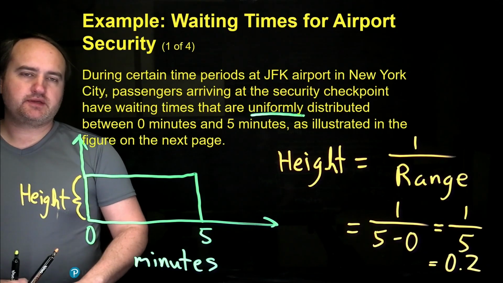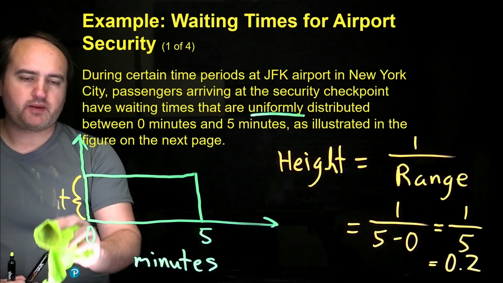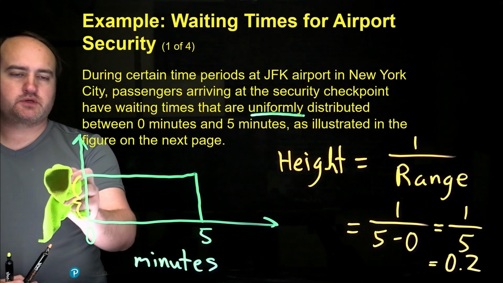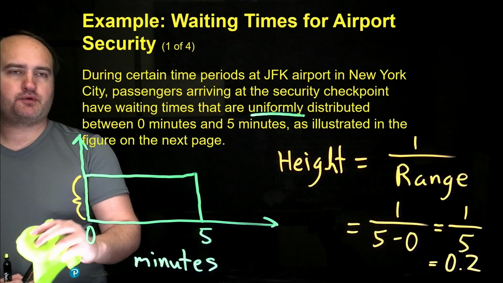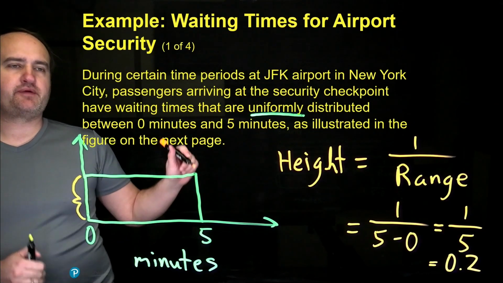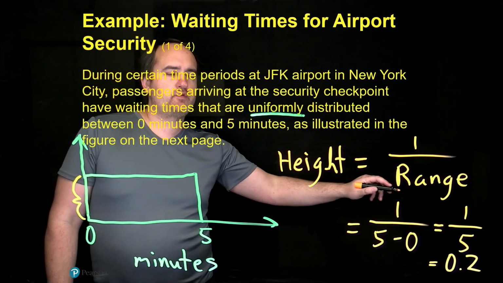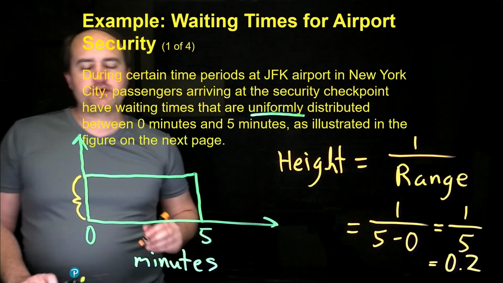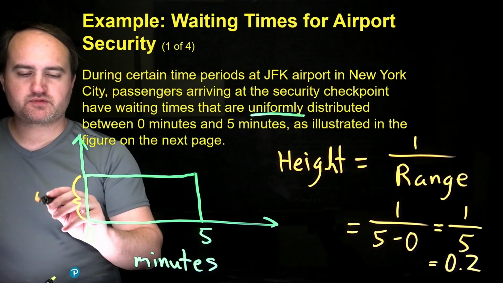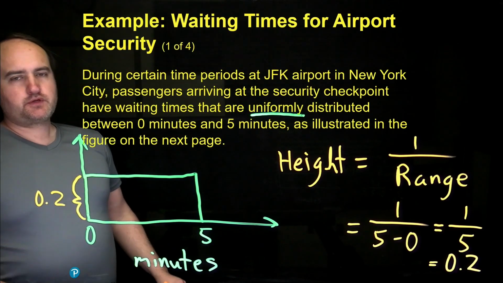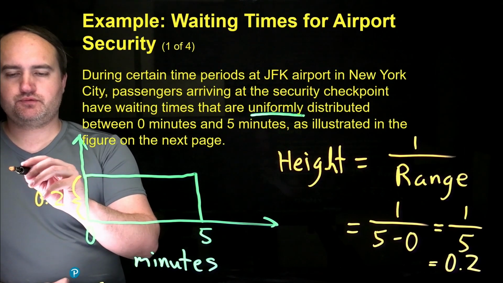So they didn't even draw a picture for us, but because they said uniformly distributed, I was able to construct a rectangle that started at 0, ended at 5, and then we found the height, which is 1 over the range, 1 over 5 minus 0, which is 1/5 or 0.2. So now we know the height of this rectangle. So here the height is 0.2.